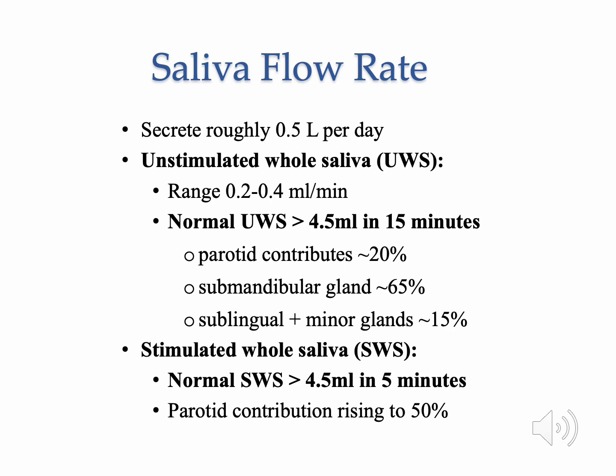In general, we produce quite a lot of saliva in a given day, with roughly 0.5 liters being produced. Our unstimulated whole saliva rate ranges from about 0.2 to 0.4 milliliters per minute. And then once it becomes stimulated, it increases quite markedly to a range of 4.5 milliliters in 5 minutes. In general, the increase in salivary flow in our stimulated saliva is due to the contributions from the parotid gland.